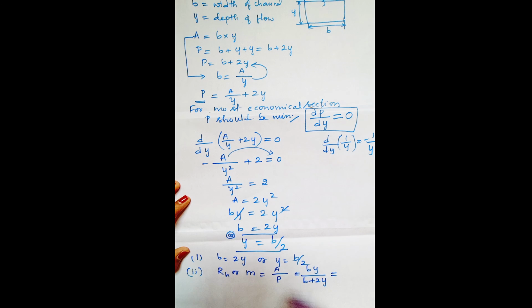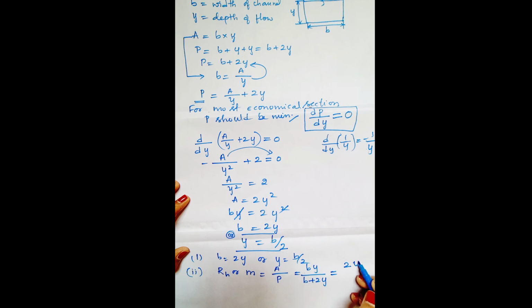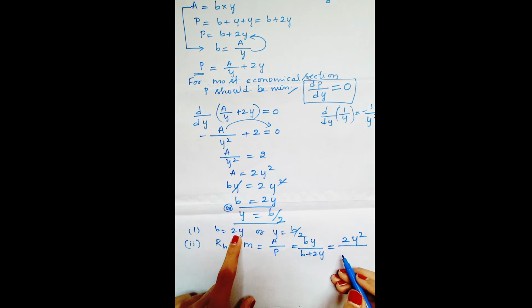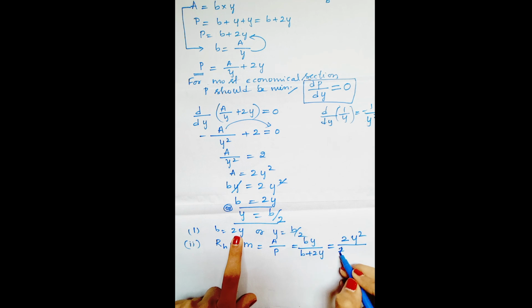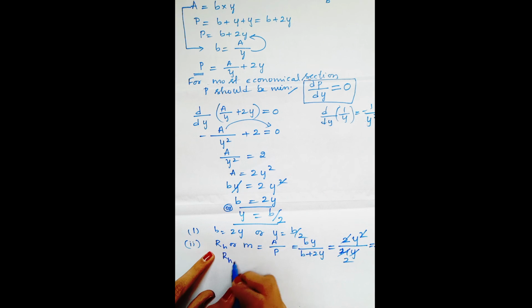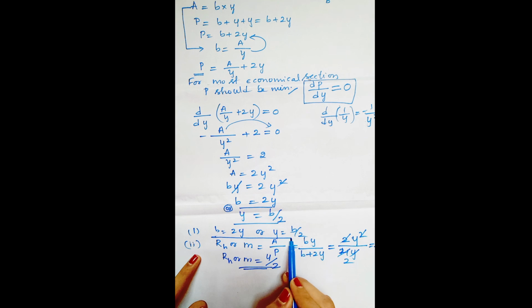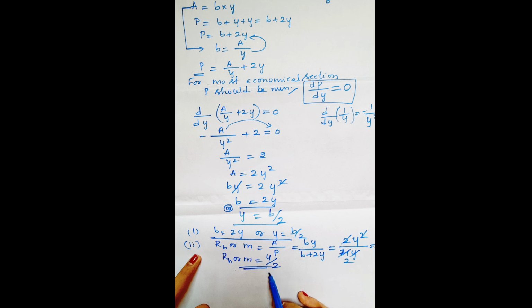Let us substitute B is equal to 2Y here. You will get 2Y into Y, which is 2Y square. Substituting B as 2Y in the perimeter, 2Y plus 2Y gives 4Y. The 2Y cancels, so RH, or M, is equal to Y by 2. This is one more condition. So for a most economical rectangular channel, the conditions are B is equal to 2Y, or Y is equal to B by 2, and RH is equal to Y by 2.